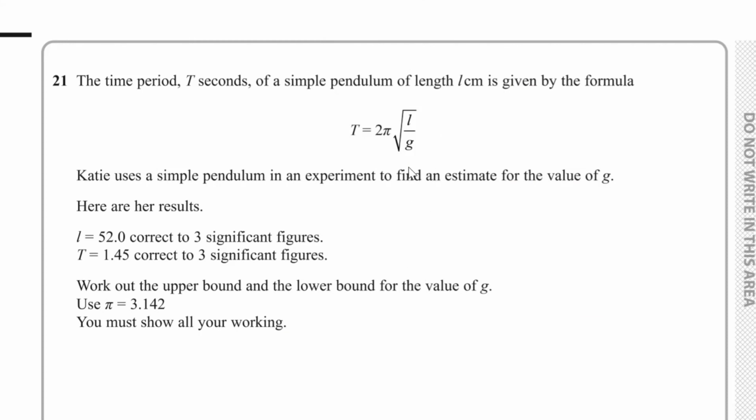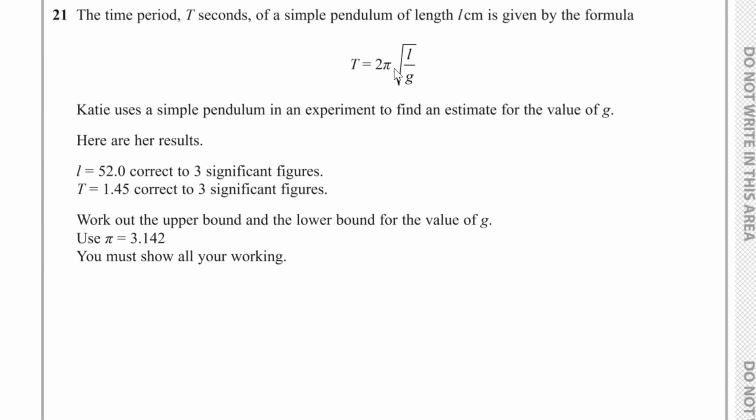Question number 21. The time period t seconds of a simple pendulum of length L centimeters is given by the formula t equals 2 pi times the square root of L over G. Katie uses a simple pendulum in an experiment to find an estimate for the value of G. Her results are shown here. We've got L is 52.0 correct to 3 significant figures, and t equals 1.45 correct to 3 significant figures. And what we need to do is work out the upper bound and the lower bound of the value of G using pi equals 3.142, and we need to show our working.